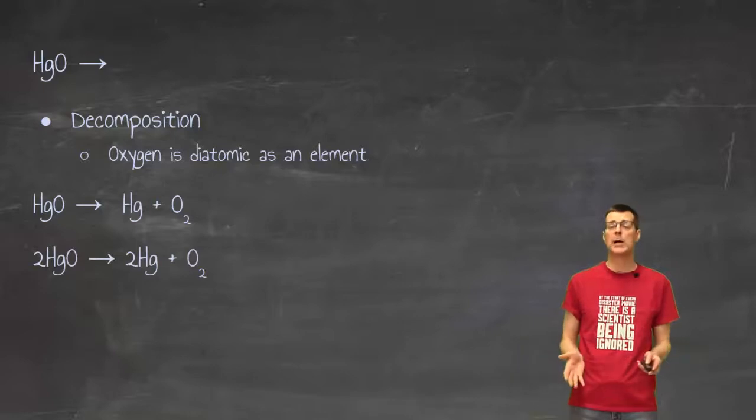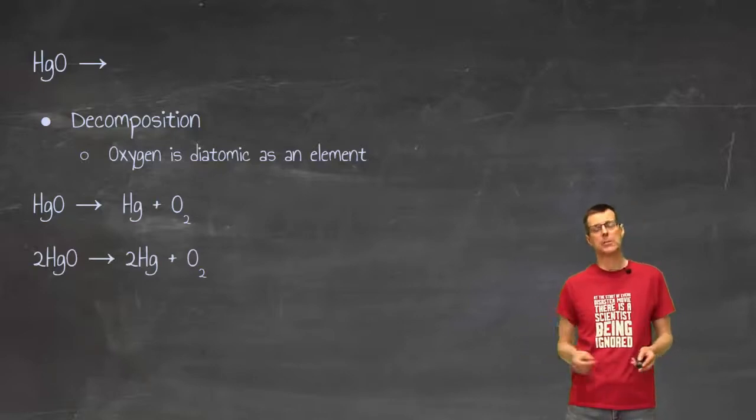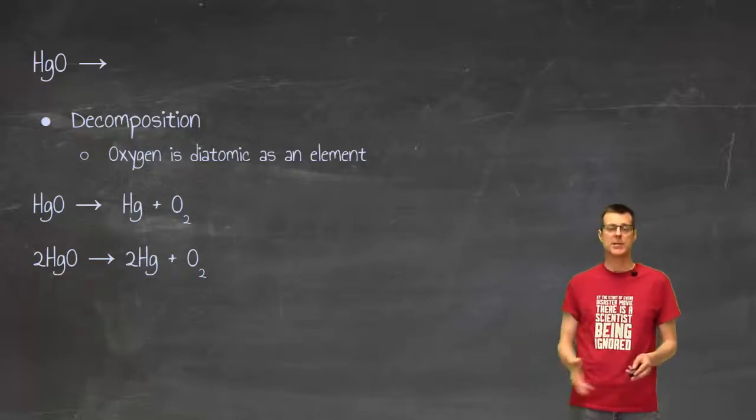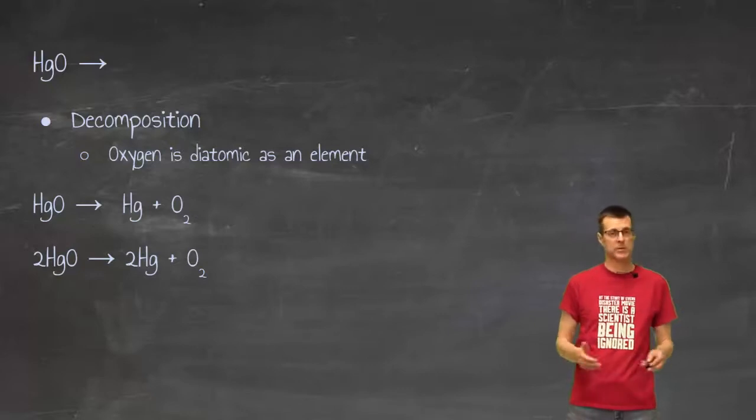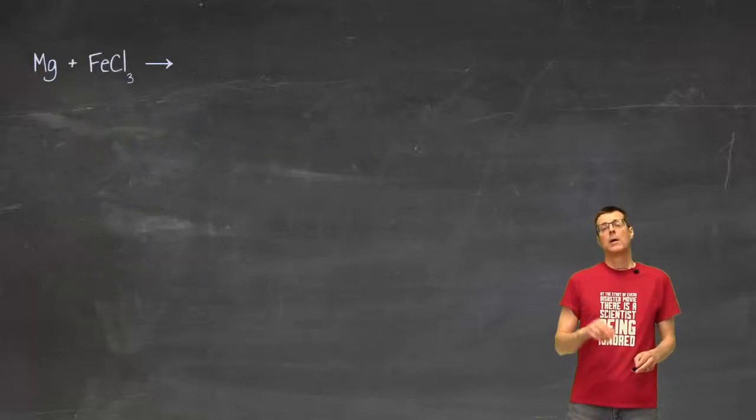Now again, you could balance it. You don't generally need to unless you're specifically told to make sure that you balance this, but if I were to balance it, I would need a 2 in front of the reactant and a 2 in front of the mercury as a product.